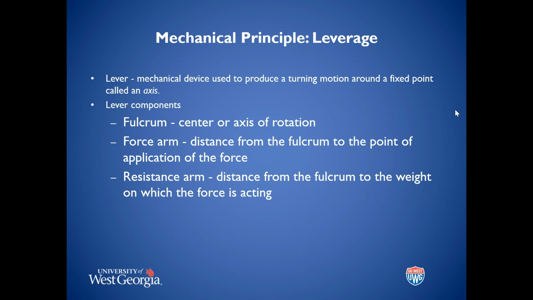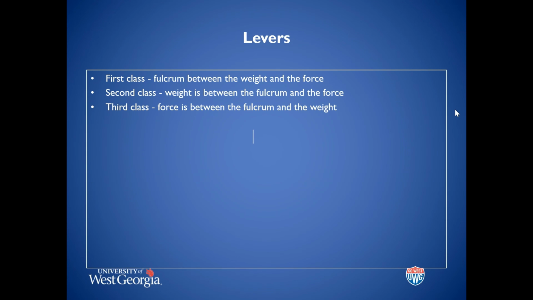And where is that in relationship to our fulcrum. And then our resistance arm is the distance from the fulcrum to the weight or the resistance, which force is being acted on. So what is trying to be moved. So the resistance arm is kind of the weight or the resistance that we see and its relationship to the fulcrum. So when it comes to levers, there are three different types of levers. There are first, second, and third class levers.